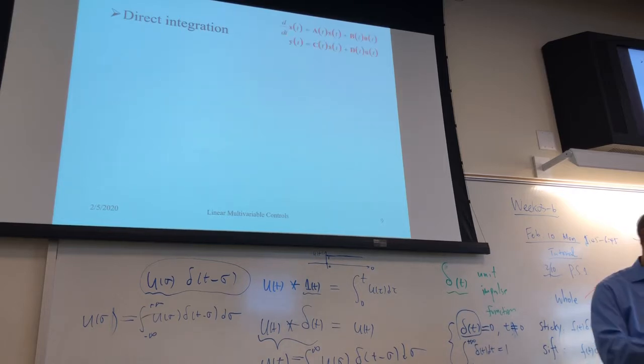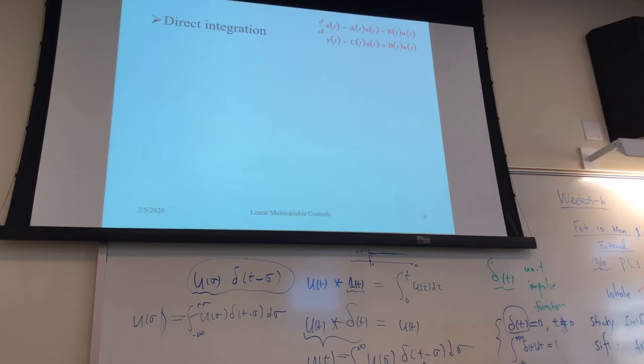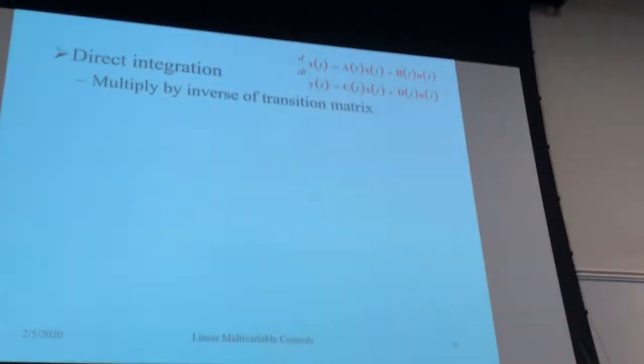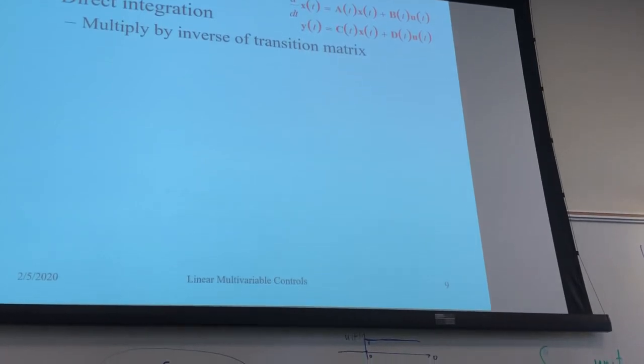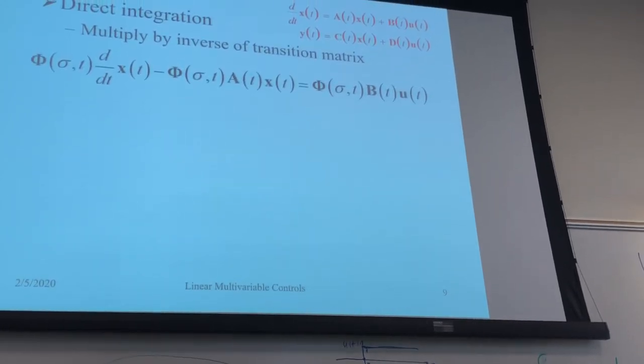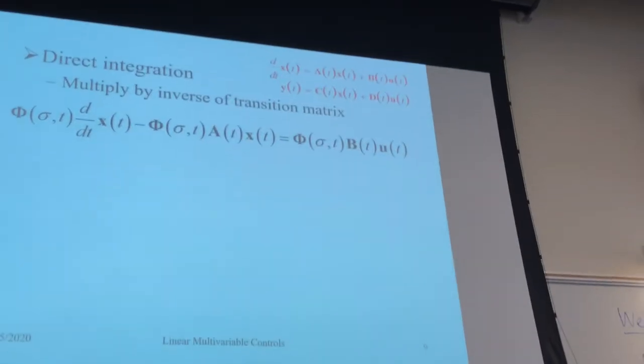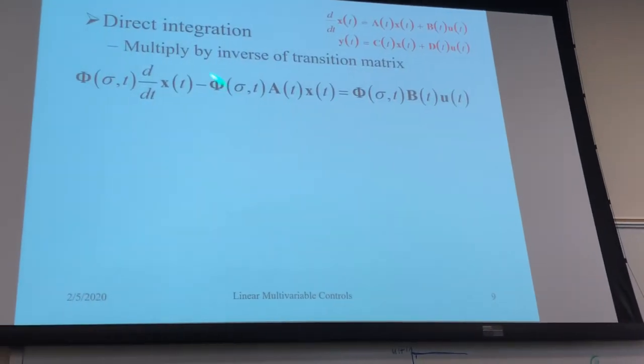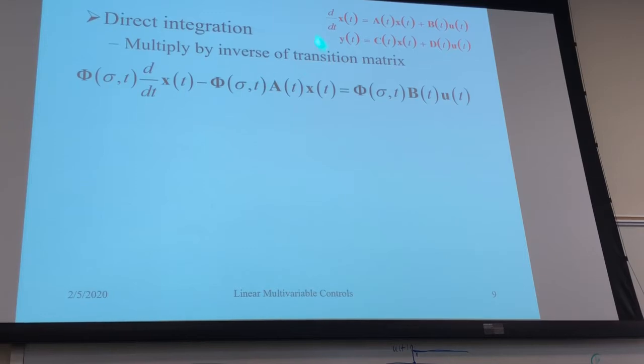So the second method, let's directly do integration on both sides to see what's going to happen. That one used the superposition idea, but this one uses something you probably like better. So let's multiply both sides with the inverse of the transition matrix. So I left multiply Φ(t, σ) in here. So then I move this term to this side, okay?